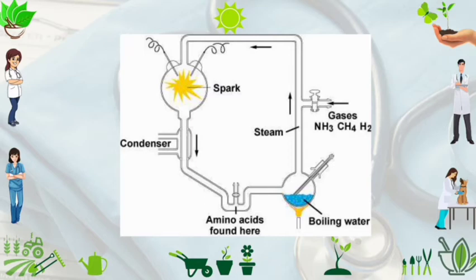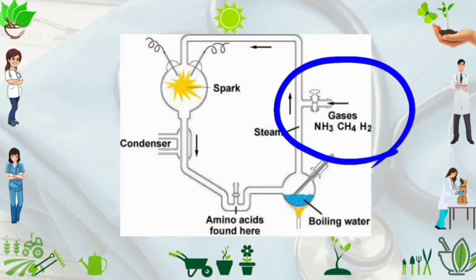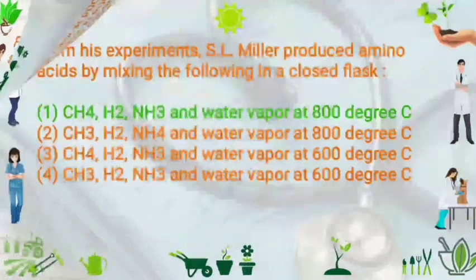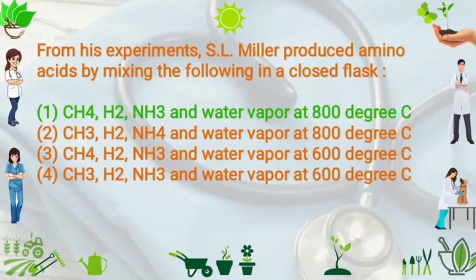So in our question, the question was about which gases were used by them during this experiment. Here we can see ammonia, methane and hydrogen are the gases used by them. So the correct answer is option A: methane, hydrogen and ammonia and water vapor at 800 degrees centigrade. So the temperature is also important. It is 800 degrees centigrade.